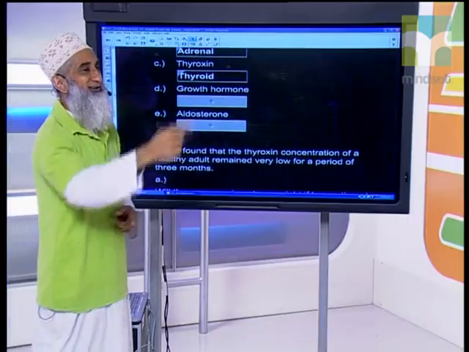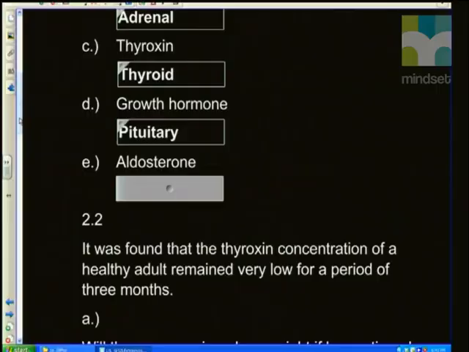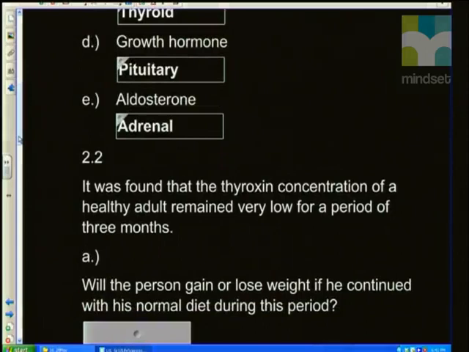Growth hormone. Roy. Pituitary gland. Hey, also pituitary gland. You see, they know. Aldosterone. Nadia. Adrenal gland. See, I even caught her. I went past her, she still gave me the answer. I train them. Adrenal gland. Good.